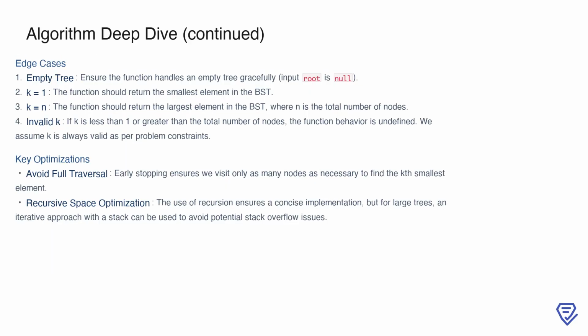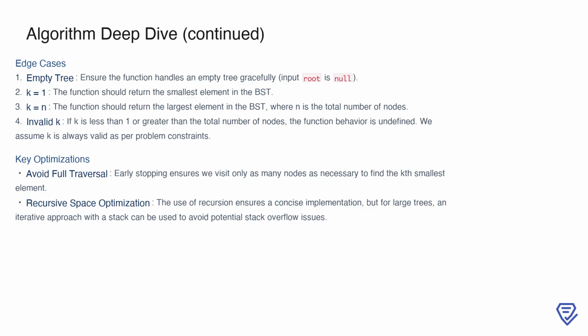Now let's address some edge cases and key optimizations for this algorithm. For an empty tree, where the input root is null, the function should handle this gracefully without errors. When k equals 1, the algorithm should correctly return the smallest element in the BST, which is the first element visited during the inorder traversal. Similarly, when k equals n, where n is the total number of nodes, the algorithm should return the largest element in the BST, as this is the last element visited in sorted order. If k is invalid, such as being less than 1 or greater than n, the function's behavior is undefined, but we assume k is valid as per the problem constraints.